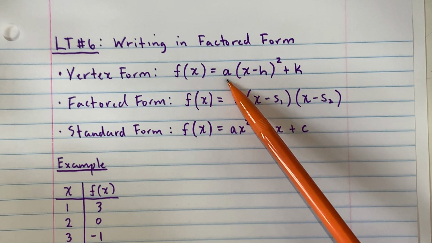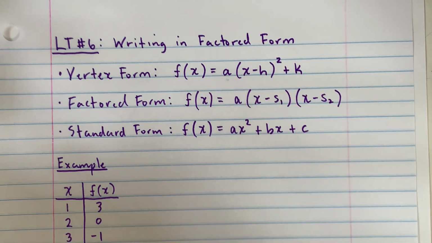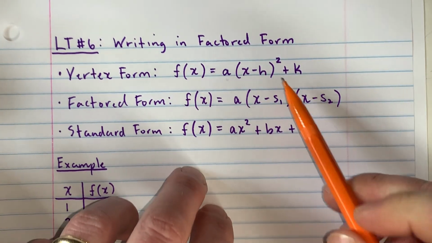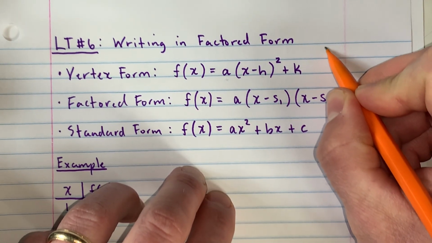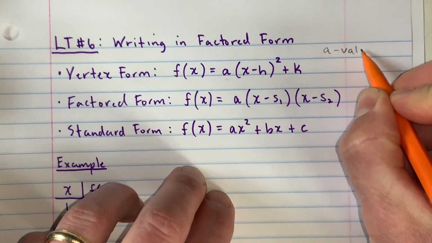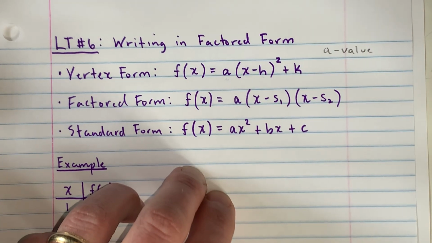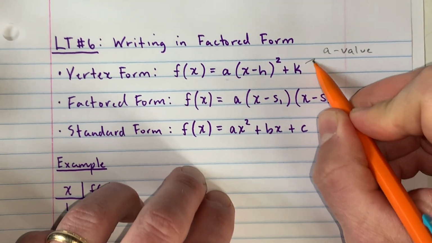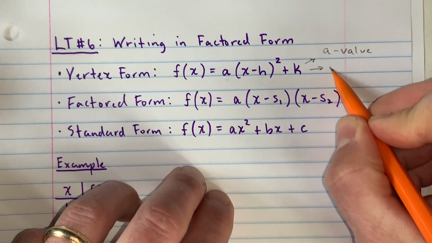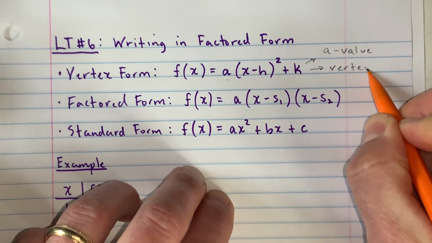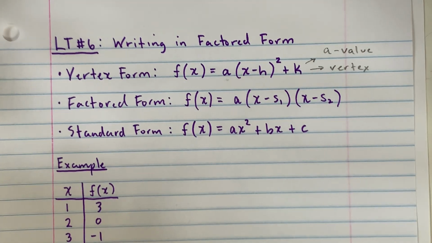We need to identify the a value, and then also the vertex, which in this case is the h and the k. So remember, vertex form, we need the a value, which remember is half that second change. And we also need the vertex if we're trying to write the equation in vertex form. All right, so today we're going to be looking at factored form.